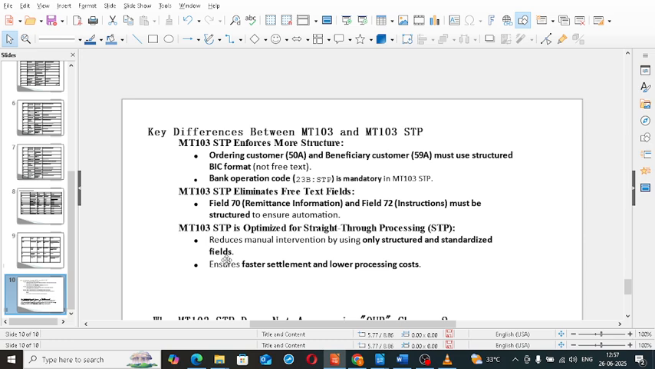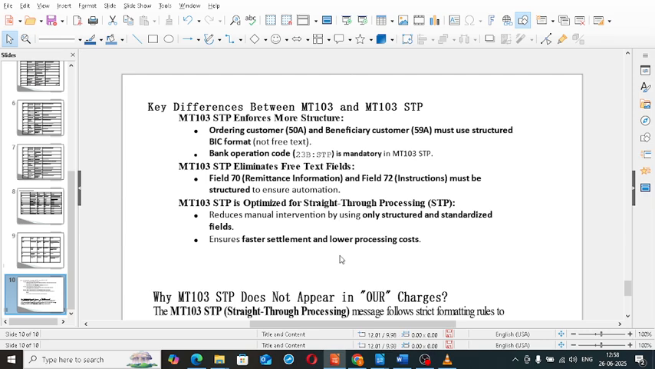MT103 STP is always for straight through processing. It should reduce manual intervention for every transaction because it's a structured format message. Why do they avoid manual intervention? Because the bank needs to send the transaction without manual intervention. They plan to reduce operational cost and operations user involvement also. It leads to faster settlement and lower cost.